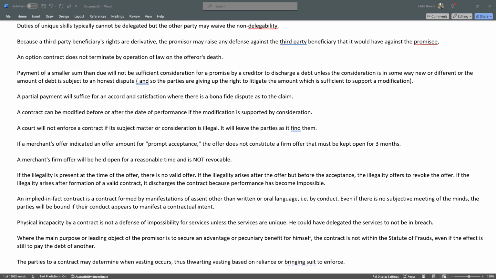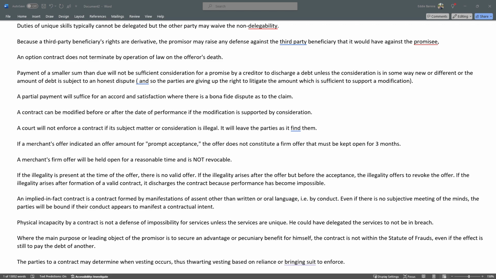A court will not enforce a contract if its subject matter or consideration is illegal. It will leave the parties as it finds them. If a merchant's offer indicated an offer amount for prompt acceptance, the offer does not constitute a firm offer that must be kept open for 3 months. A merchant's firm offer will be held open for a reasonable time and is not revocable.